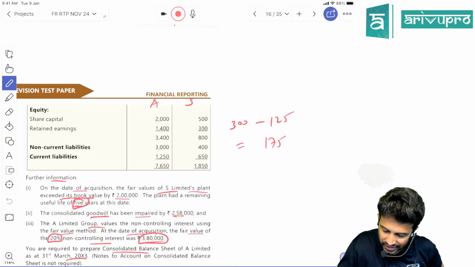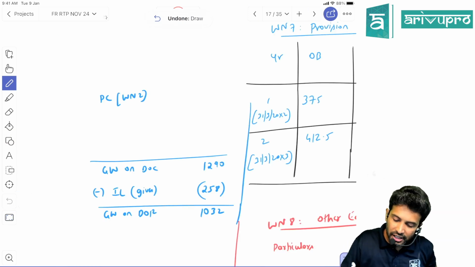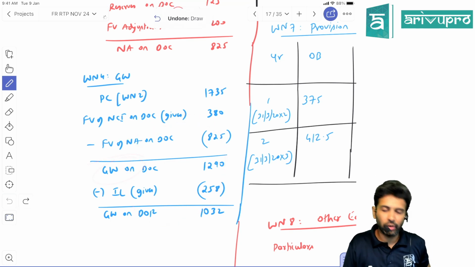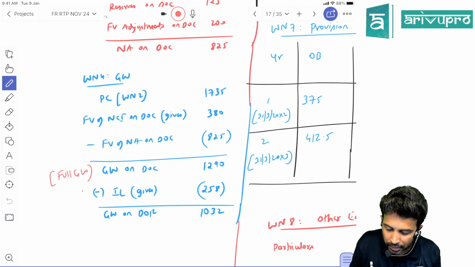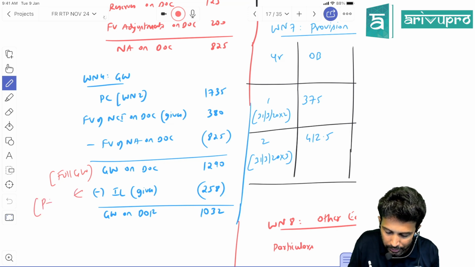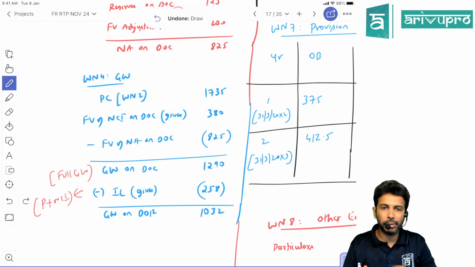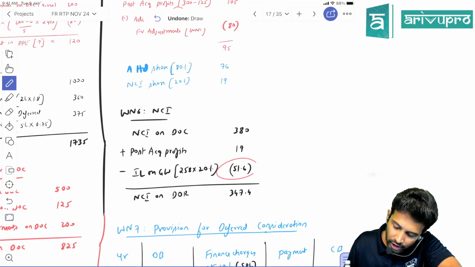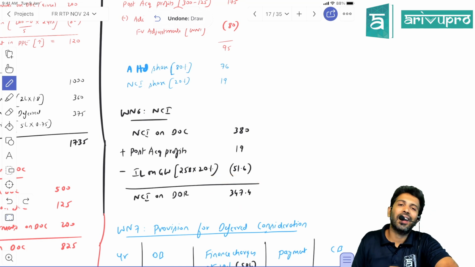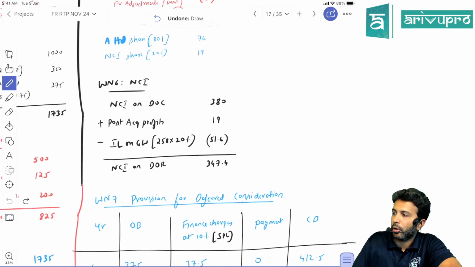Here, do we follow PSNA basis or NCA is valued under fair value basis? Fair value basis. If NCA is valued under fair value basis, the goodwill that you get on the date of control represents your full goodwill, and any impairment loss of this will be shared both by the parent and NCA. So NCA also will have a share in this impairment loss. So 258 is the impairment loss and NCA's share of impairment loss is 20%. So reduce that. You'll get NCA at the end of the year, DOR as in date of reporting. On 31st March 2023, NCA will be 347.4.